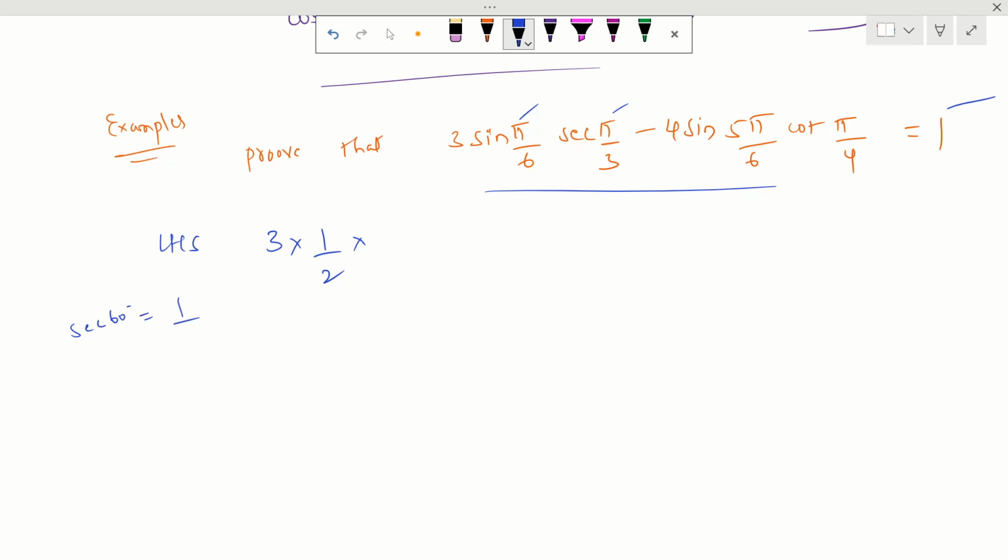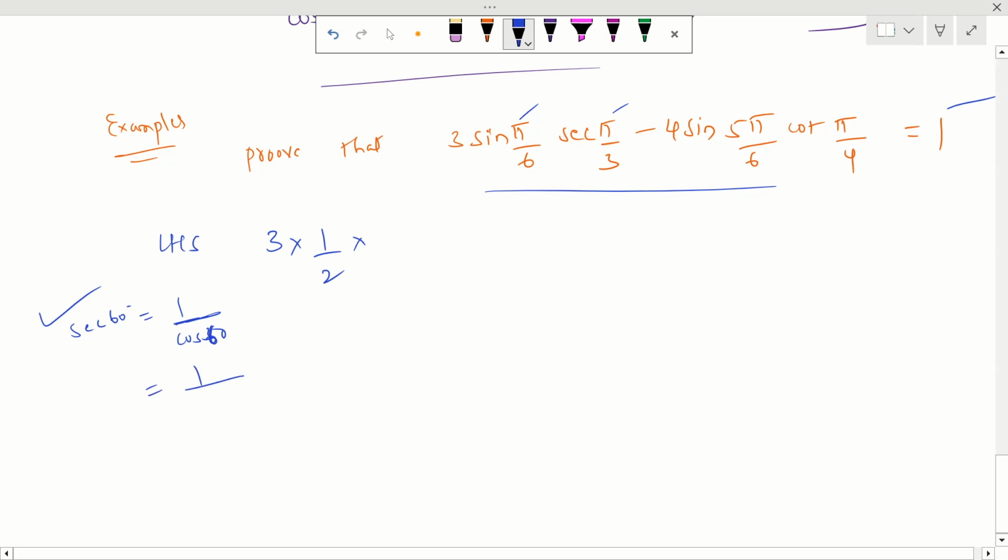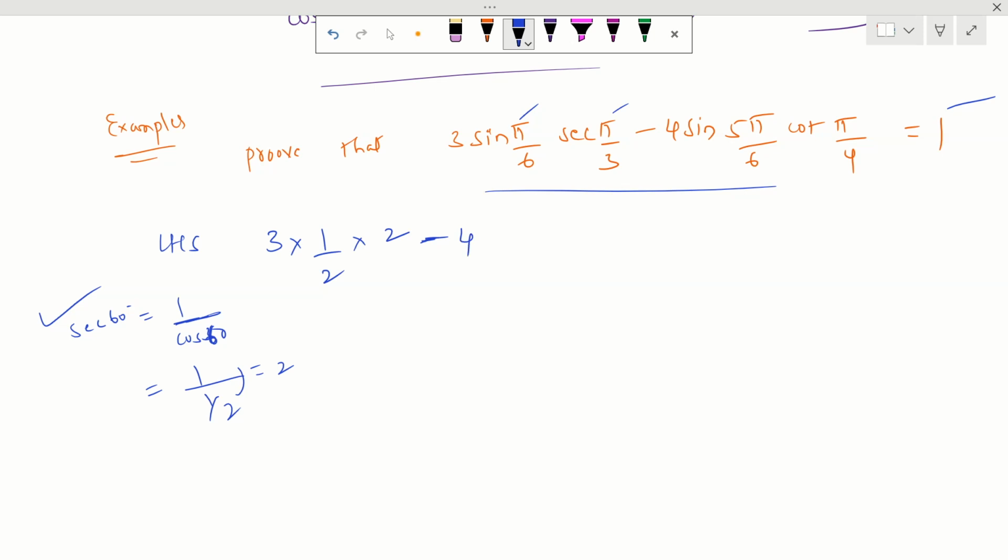Secant 60 degrees is 1 by cos 60 degrees, right? 1 by cos is secant. Therefore, we can write 1 by cos 60. We know the value of cos 60 is 1 by 2. Then it is 2. Okay, then minus 4 into sine pi by 6.